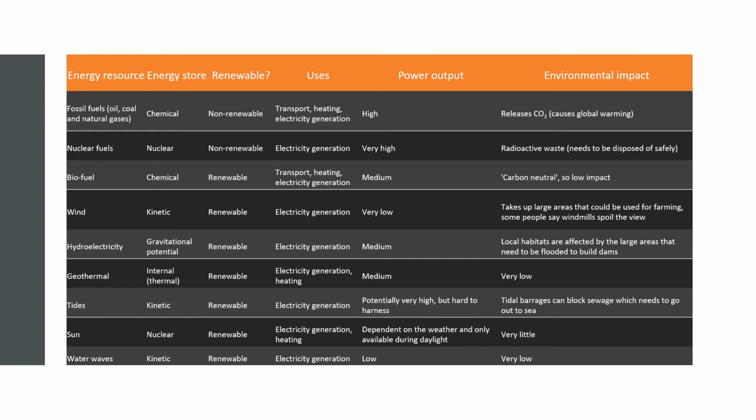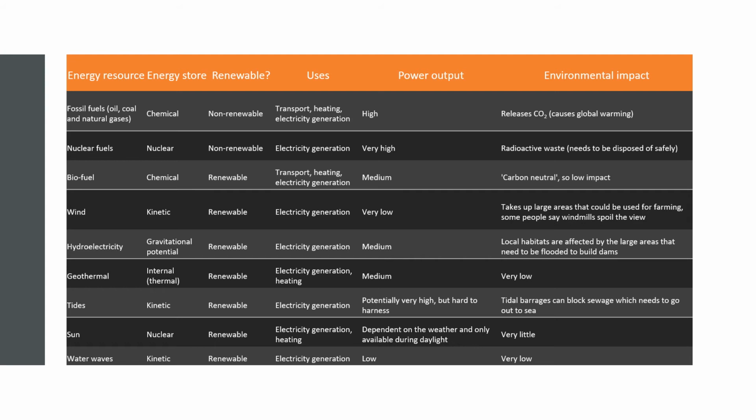Biofuel is a chemical energy store. It's renewable. Transport, heating, and electricity generation are its uses. Power output is medium, and it has very low impact on the environment, and it's plant-based. Wind is a kinetic energy store, renewable, used for electricity generation. It has very low power output, and the environmental impact is that it takes up large areas which could be used for farming, and people say they're an eyesore.